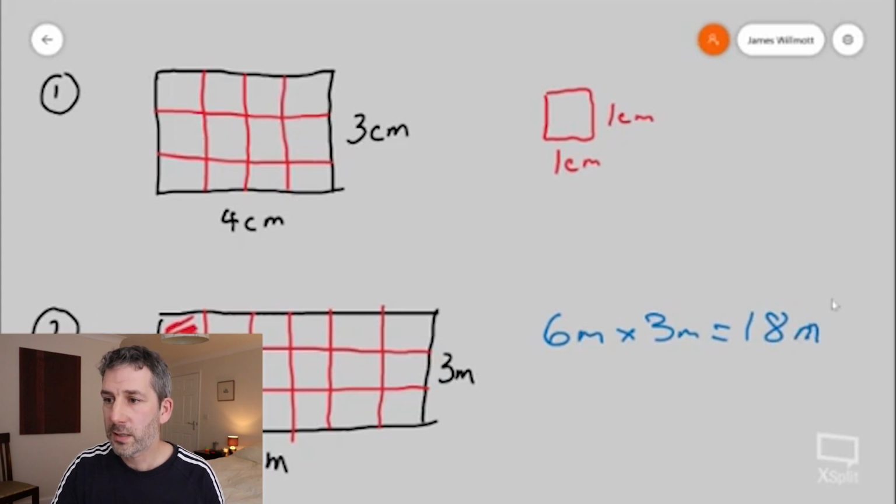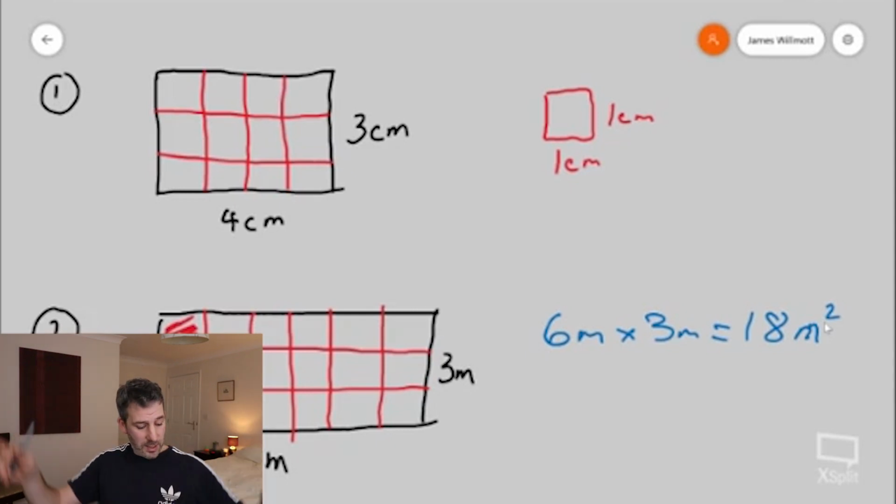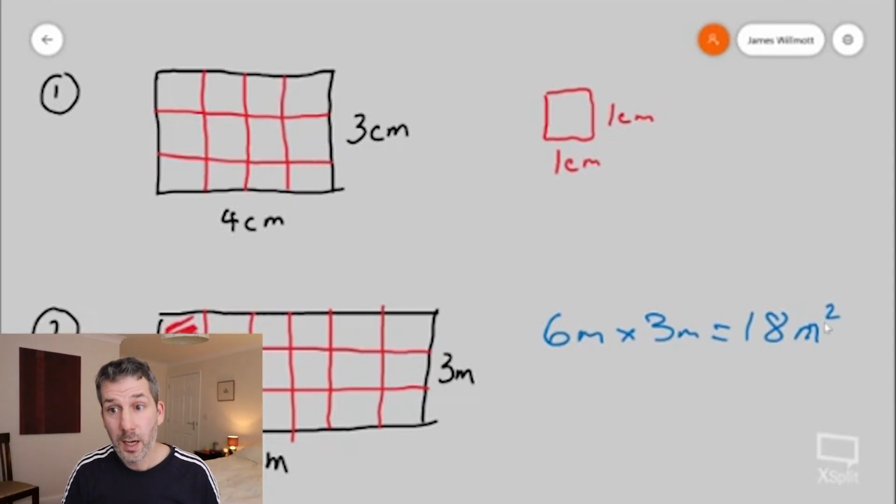Ooh, I run out of desk there. 18 square meters. 18 squares that are 1 meter by 1 meter. That's it. It's really straightforward.